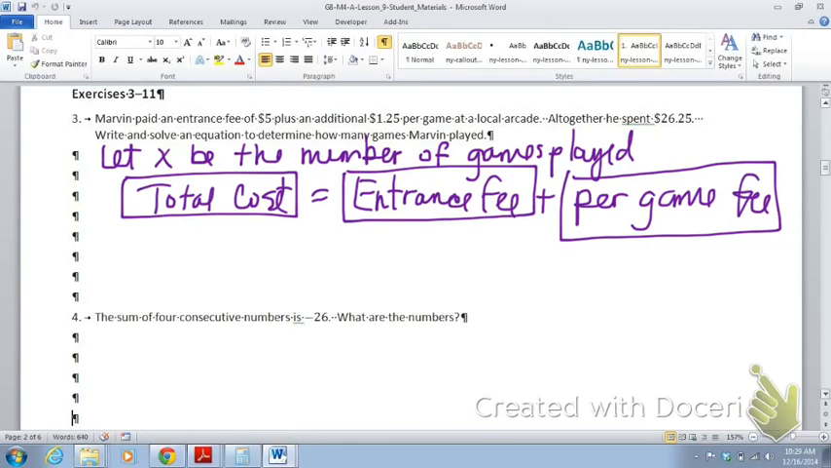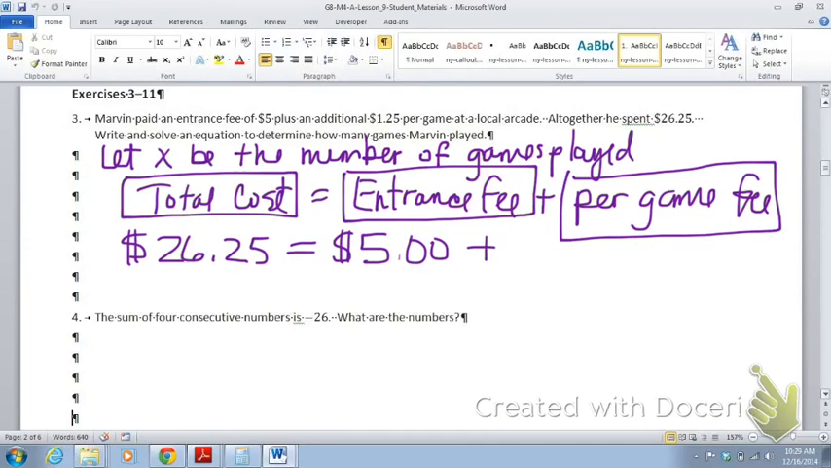So let's just put in what we know. We know the total cost is $26.25, and we know the entrance fee is $5. And the per game fee is going to be $1.25 times however many games he plays. So that's going to be 1.25x. So we have now defined our variable and written an equation. So now what we need to do is solve our equation. So let's get a clean screen and do that.